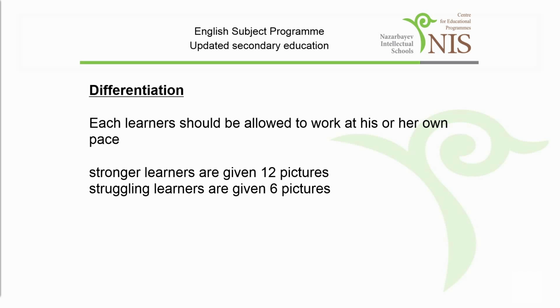Students differ a lot in the speed at which they work. What might take one learner an hour to do may take another learner only 20 minutes to complete. Ideally, of course, each learner should be allowed to work at his or her own pace, and slow learning people naturally should not be made to feel bad about how fast they are working or because they have not done as much as the others. That is why during this lesson, stronger learners are given 12 pictures and slower learners are given 6 pictures only.